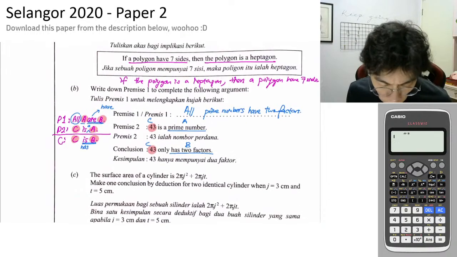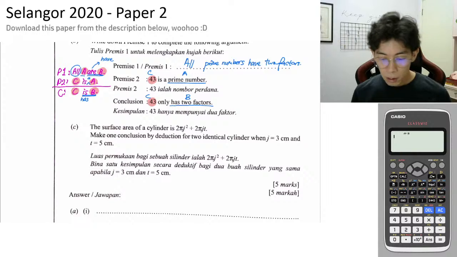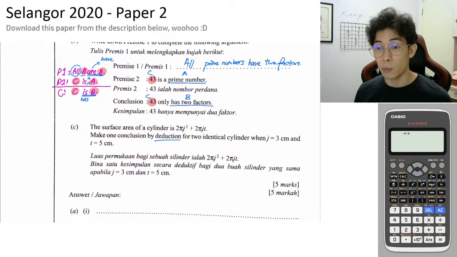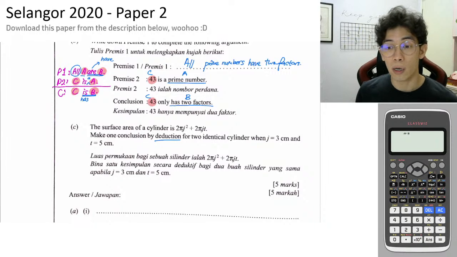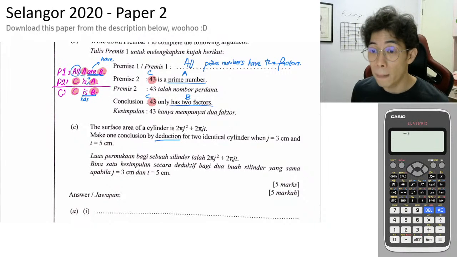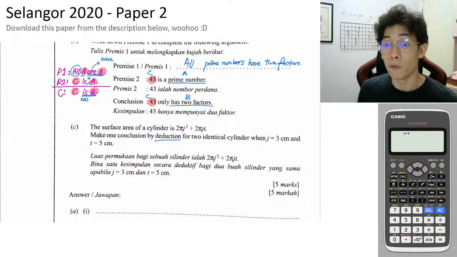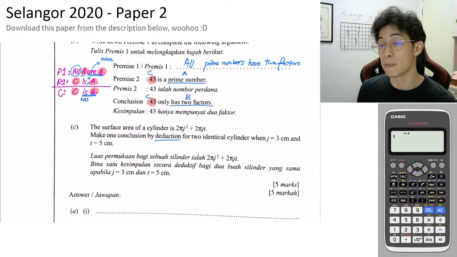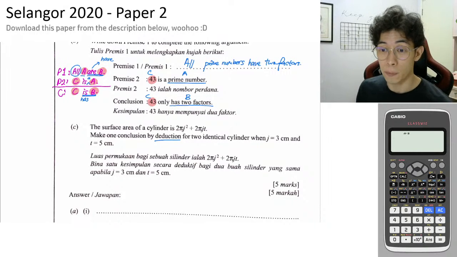Okay everyone, now we're going to look at question C. Question C, deduction again. Can you see all the things that we do? I would say that a grammar error is not significant, but if we are aware of it, it's better for us to change it.